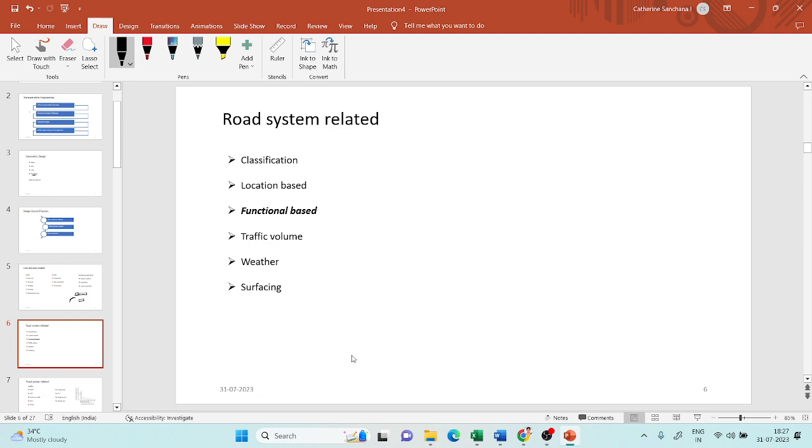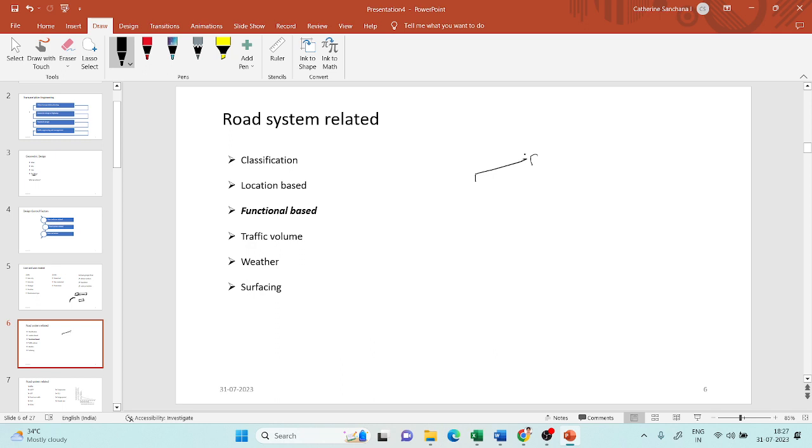So what can this classification do to your geometric design? Based on this, the width of the road may vary because there are different widths for built up areas. Your city is a built up area. The width of the road will depend on the type of road and the location of the road, and the speed will also depend on the type of the road. So geometric design will be affected in such a way. Now moving on to functional based.